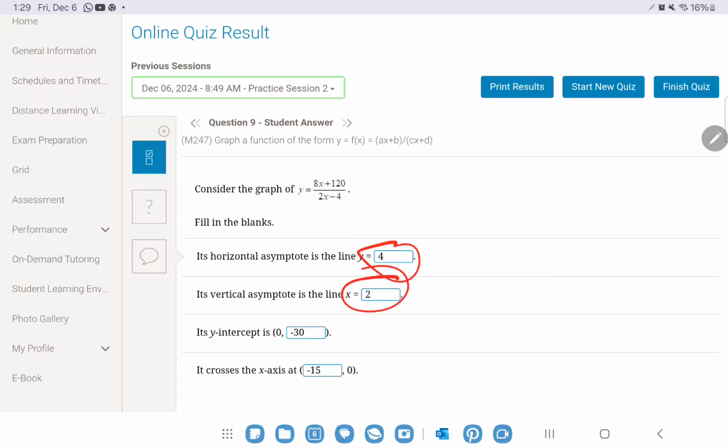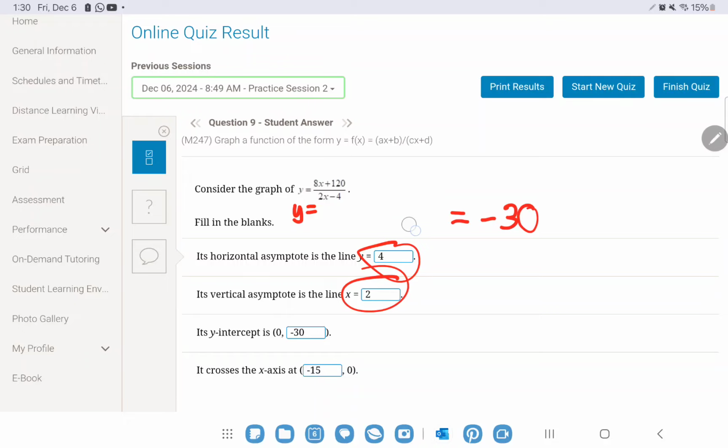Now, to find y-intercept means when x is 0, what is y? So you replace every time you see an x with 0. So 8 times 0 plus 120 over 2 times 0 plus 4. Which means you cancel, because 8 times 0 is 0 and 2 times 0 is 0. So you're left with 120 over negative 4, which means negative 30 is your answer. That's it. Really simple.